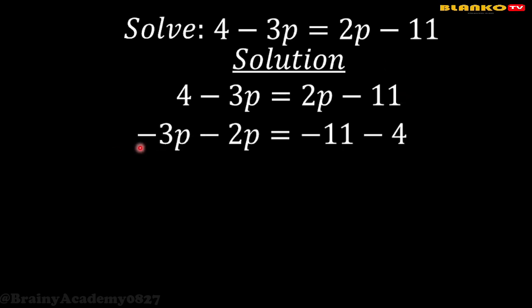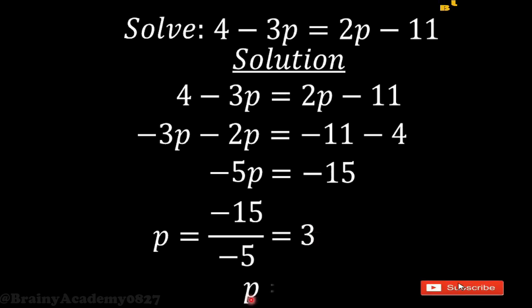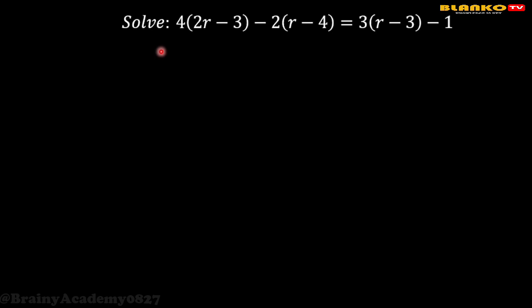So we have negative 3p minus 2p equals negative 11 minus 4. I hope you are following it. Negative 3p minus 2p is going to be negative 5p, equals negative 11 minus 4, which gives us negative 15. So to solve for p, p is equal to negative 15 over negative 5, which gives us 3. So p is equal to 3. I hope you are following the steps. Let's move on to solve the last one.